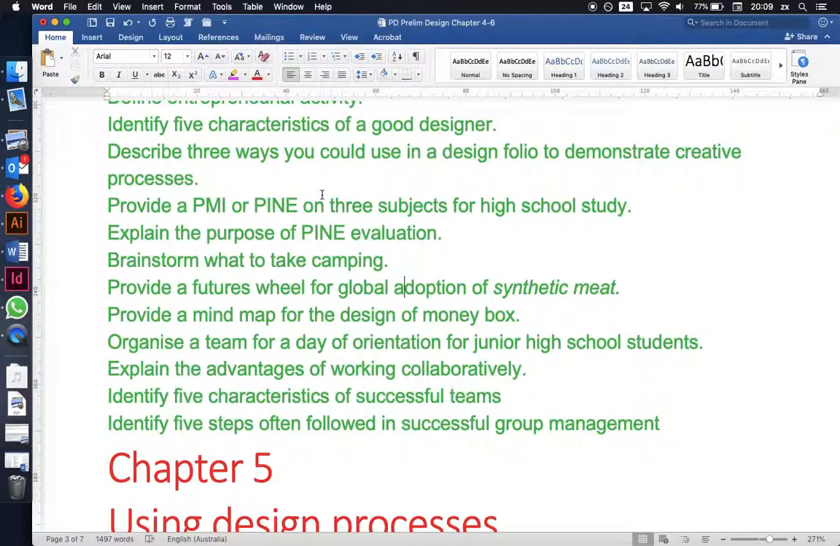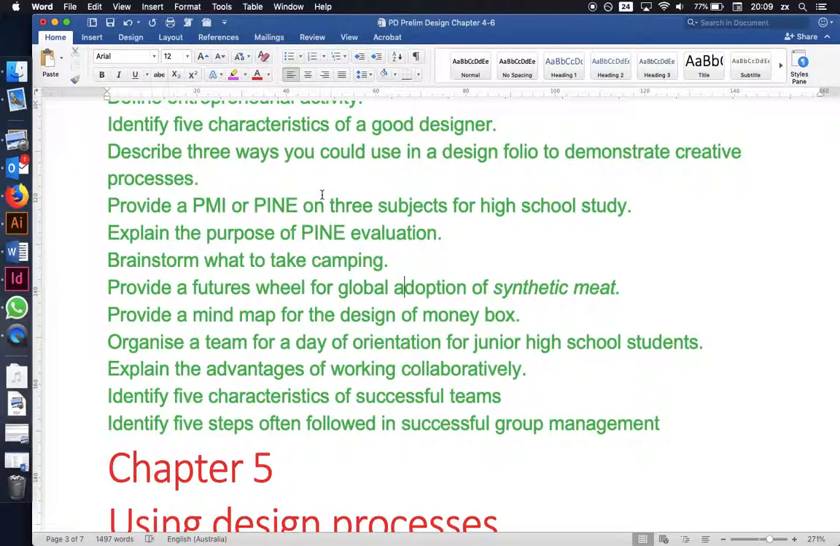Brainstorm what to take camping. So I want you to imagine you're going camping. I want you to generate a list, in groups of 2 or 3 people, of things that you should take. But when brainstorming, remember that there's no wrong answers, and try and produce as many ideas as possible. Come up with as many things, and then once you've come up with those ideas, simplify those ideas down based on what would be suitable.